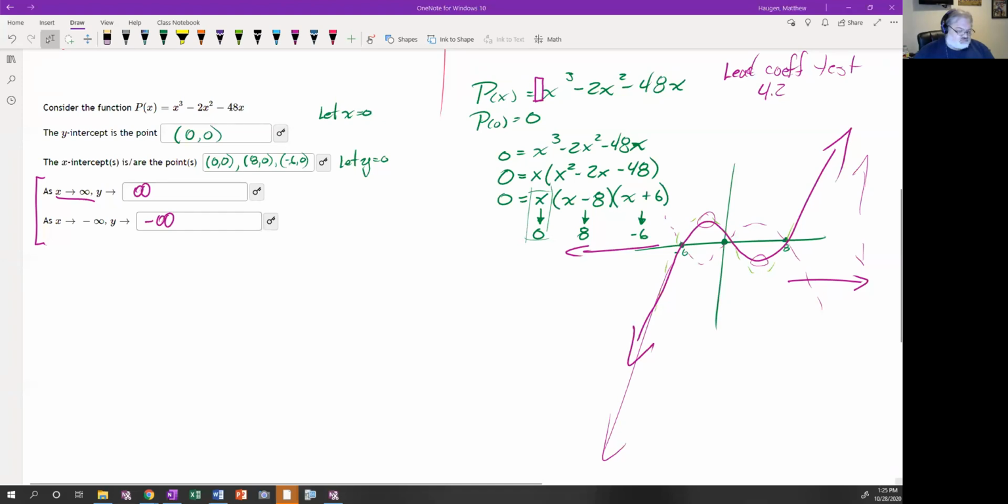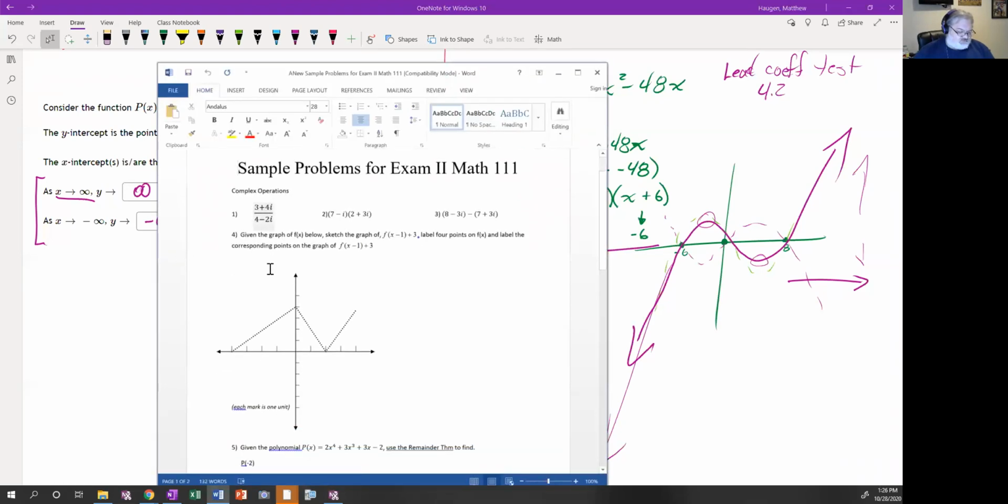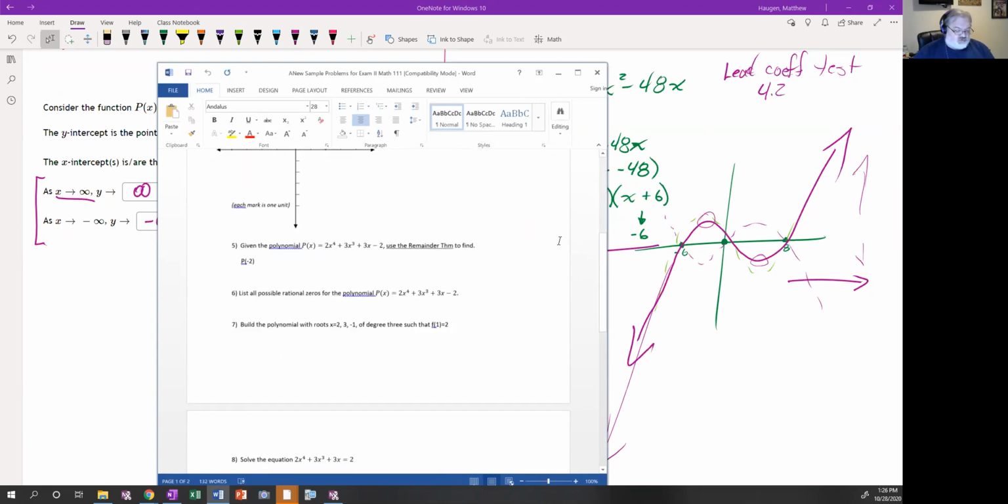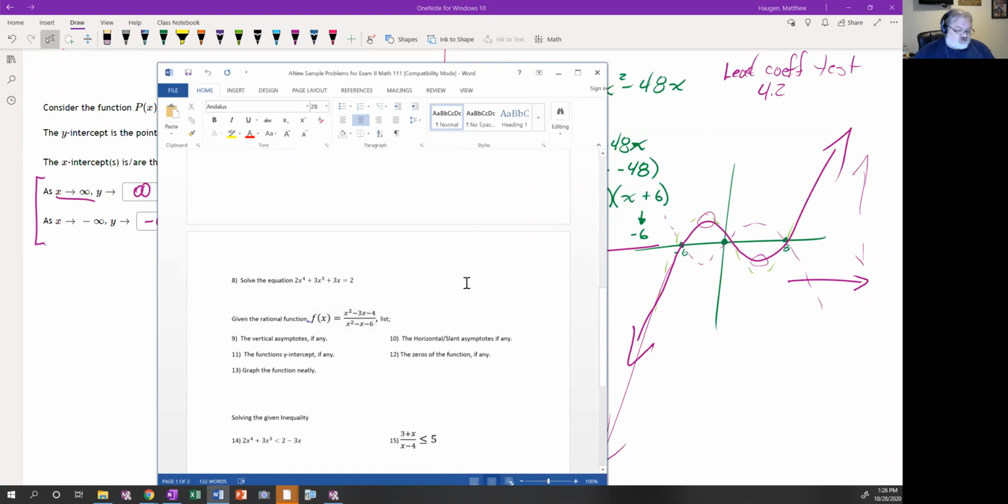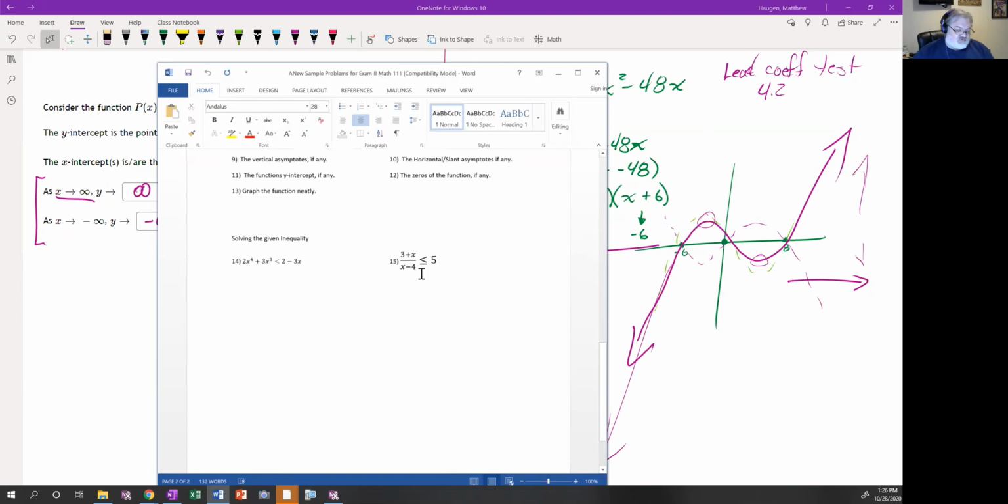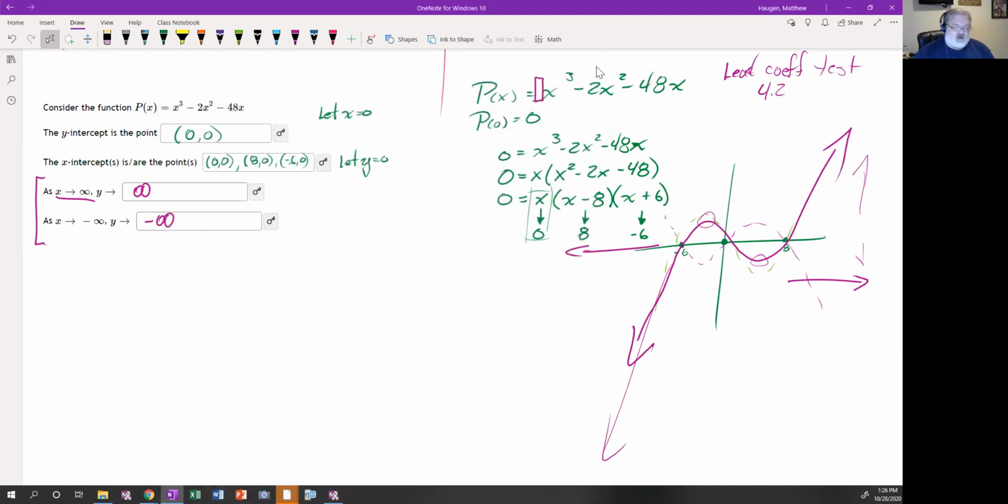It just has some sample stuff. We did the transformation in chapter 3, so don't worry about those. But then it's got use the remainder theorem, rational zeros, building a polynomial, solving, so that's rational root theorem, asymptotes and stuff, inequalities, which we didn't do, so we're not going to do. So it's got some stuff you don't need, but it does have some extra problems if you're looking for those.